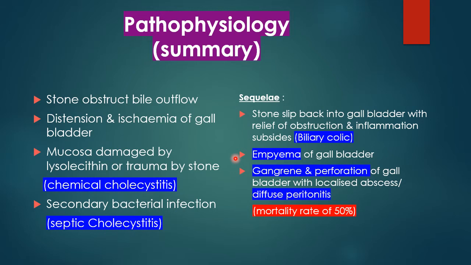Continuous obstruction leads to secondary infection and empyema of the gallbladder, gangrene and perforation of the gallbladder with localized or diffuse peritonitis. At this stage, the mortality can be high, especially in patients who are at high risk: diabetic patients, elderly patients, immunocompromised patients. Their mortality can rise as high as 50%.